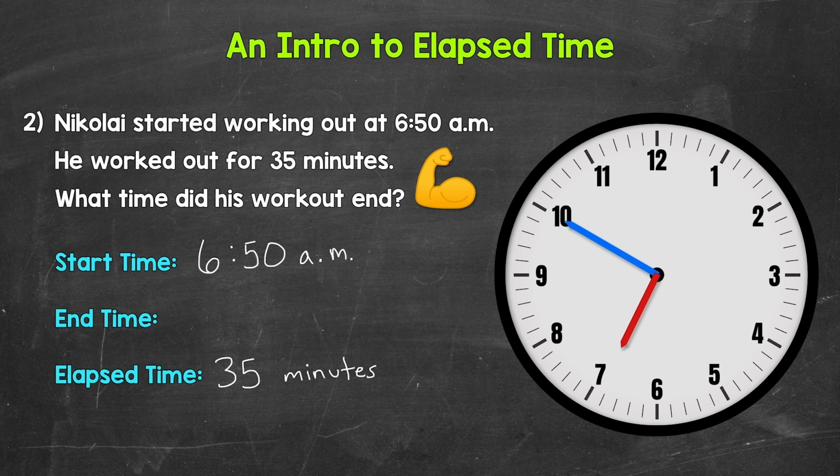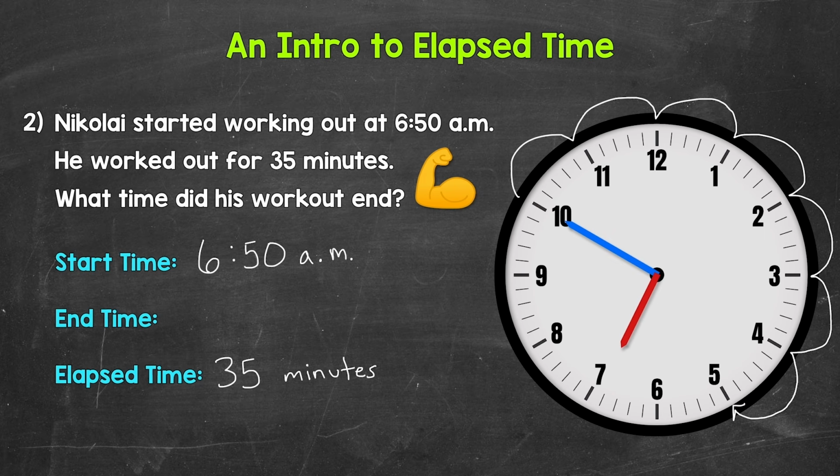So, we need to think about that minute hand moving forward 35 minutes. Again, there are different ways to think through this. I'll go through 2 here for this example. The first, let's start by counting by fives. So 5 minutes, 10 minutes, 15 minutes, 20 minutes, 25 minutes, 30 minutes, 35 minutes.